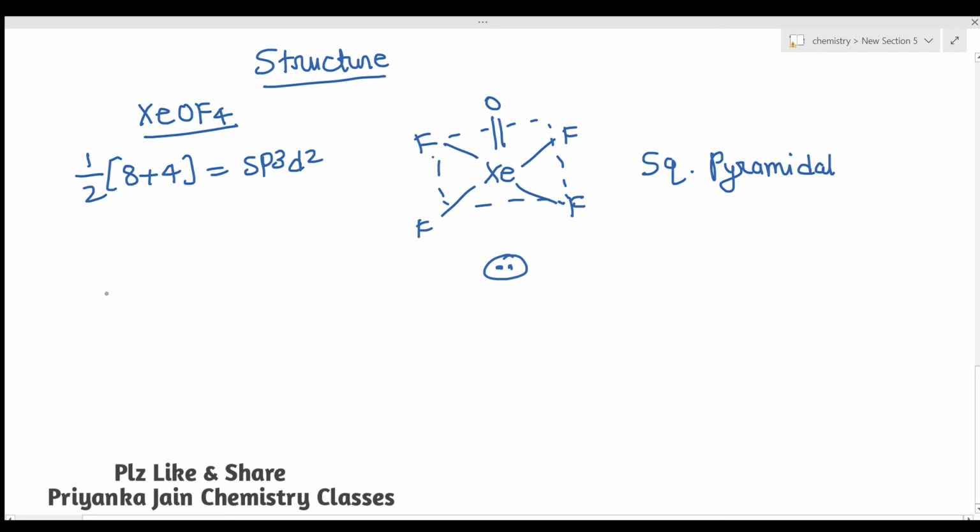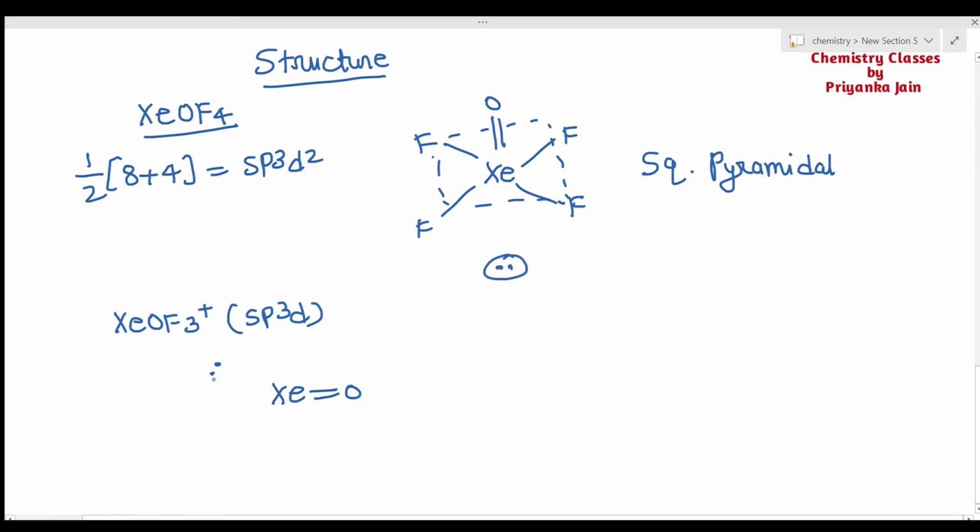Similarly, if we look at the structure of XeOF3 plus, it will also have sp3d hybridization, and here xenon is the central atom. Oxygen is present here, one lone pair is occupying this position and another one is occupied by this fluorine. One fluorine is present at this axial position and another one is present here. So this is its structure. It has a plus charge.